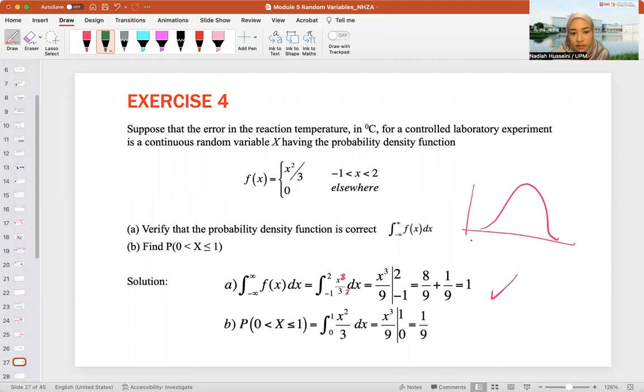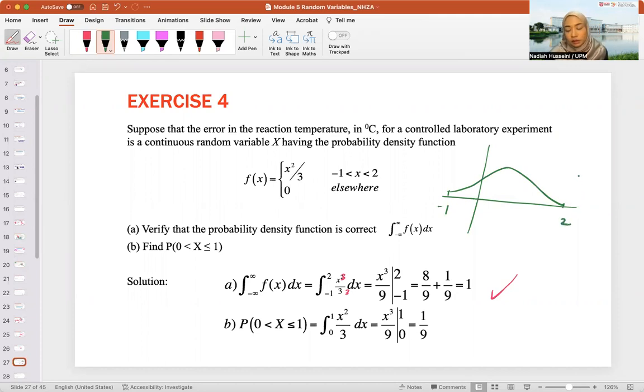Our curve exists from -1. Obviously, that is not -1. Let me redraw that. Okay, so it exists from here to here. This is -1, and this is 2. A little bit weird looking curve. From -1 to 2, I want to find out the probability that the random variable x is between 0 and 1. So this is 0 and 1, and I want to know the area under this curve that I shaded.